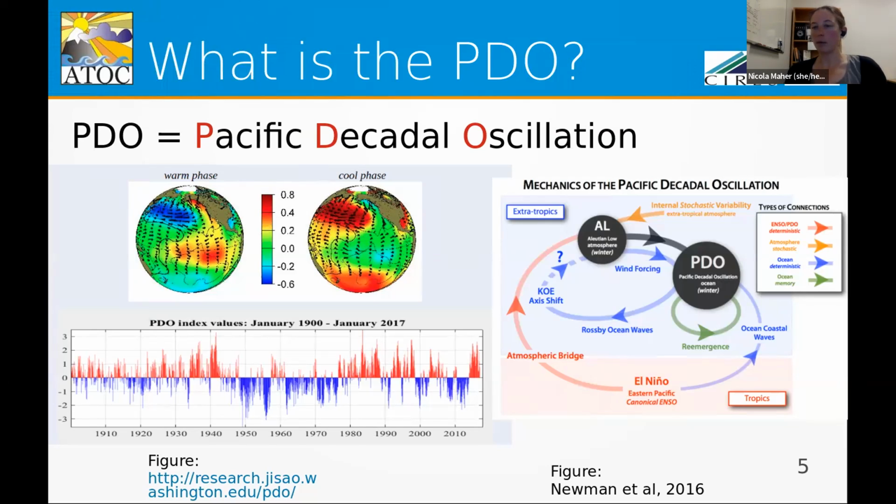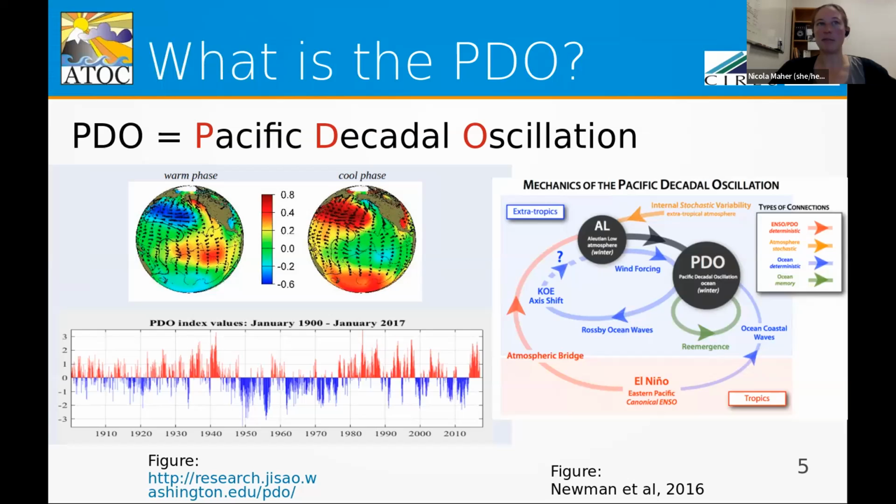If you look on the bottom left, you can see the PDO index, and how the PDO changes over time. I'll note that when I talk about the PDO, I've low pass filtered this index using a 13-year filter to really tease out the decadal part of the variability.